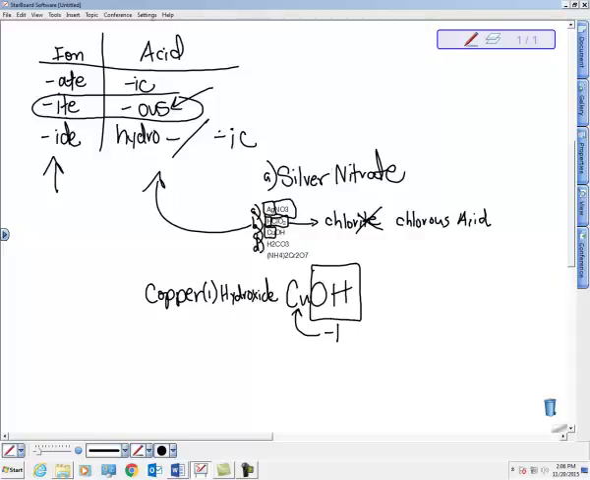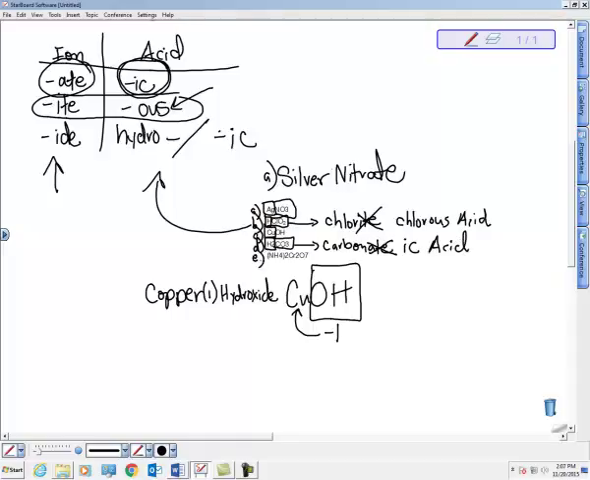Alright, let's go to D. D looks like it's got a couple hydrogens in the front. Remember, the hydrogens in the front don't help us name it. It's actually the stuff on the back side that helps us. So CO3, polyatomic. You would have to look him up. I think, correct me if I'm wrong, is he carbonate? Cool. So if he's carbonate, look up here at your rules. He's carbon-ate. We are going to call it carbon, chop off that ate and replace it with an ic. So this is carbonic acid. Carbonic acid.